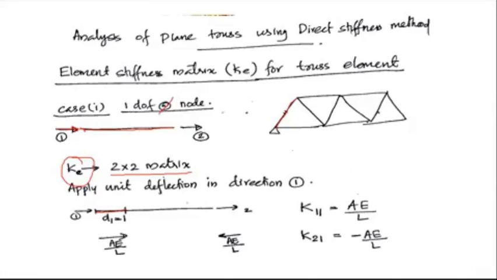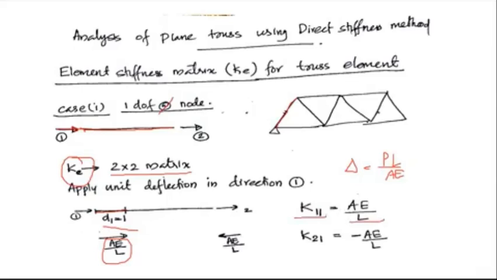So when you apply unit displacement in direction 1, let D1 is equal to 1. What are the forces developed? It will be AE by L. You know, PL by AE is delta, that you have already studied in engineering mechanics. From that you can write P as AE into delta by L, or delta is equal to 1 means AE by L will be the P value, or it is the stiffness K. So K11 is equal to AE by L.